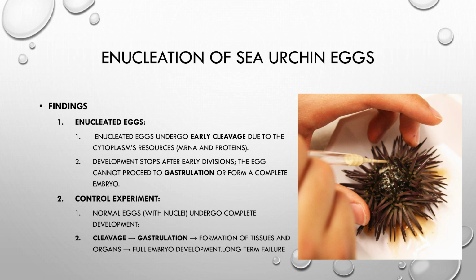The findings of this experiment: enucleated eggs undergo early cleavage due to cytoplasmic resources like mRNA and proteins, and development stops after early division. The egg cannot proceed to gastrulation or form a complete embryo. In the control experiment, normal eggs with nuclei undergo complete development, where cleavage is followed by gastrulation, formation of tissues and organs, and full embryo development. Long term, the enucleated eggs fail.